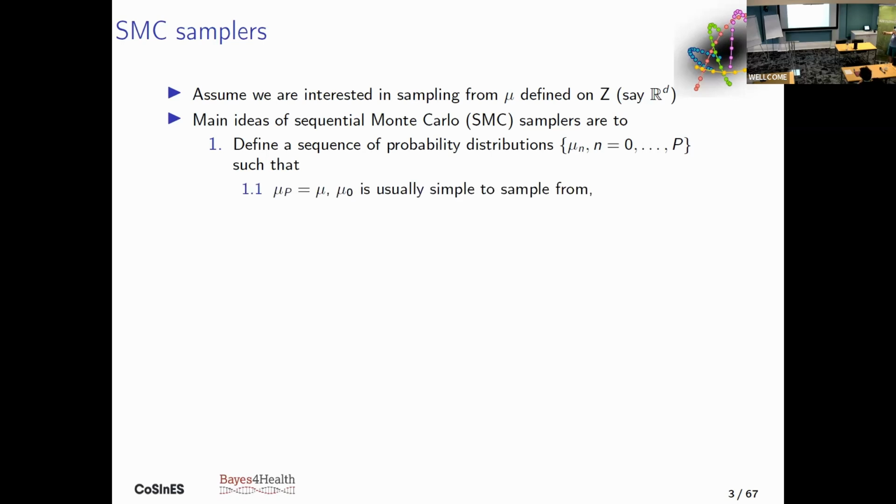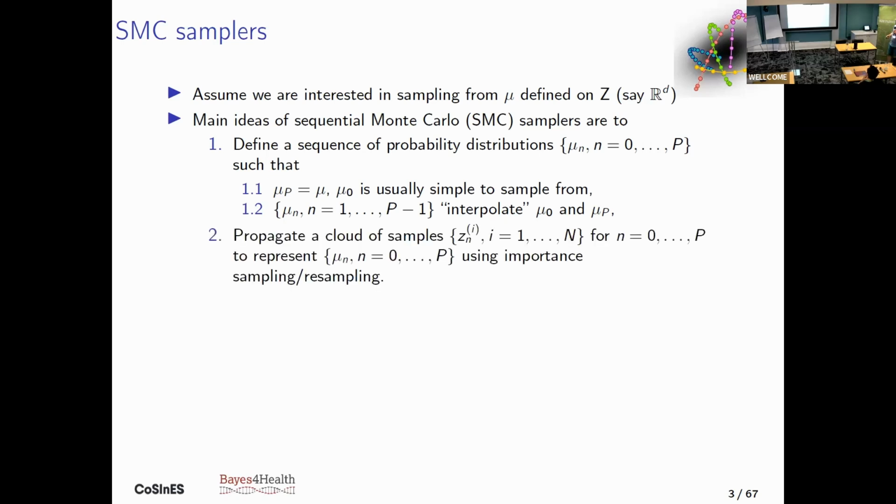And what we're going to impose is that the endpoint of the sequence is the distribution you're interested in, and mu naught is typically a distribution that you can sample from directly. It doesn't have to be the case, but it's an easy to sample from distribution. And then the other distributions somehow interpolate, in quotes, between the simple to sample distribution and the complicated distribution you're interested in, right?